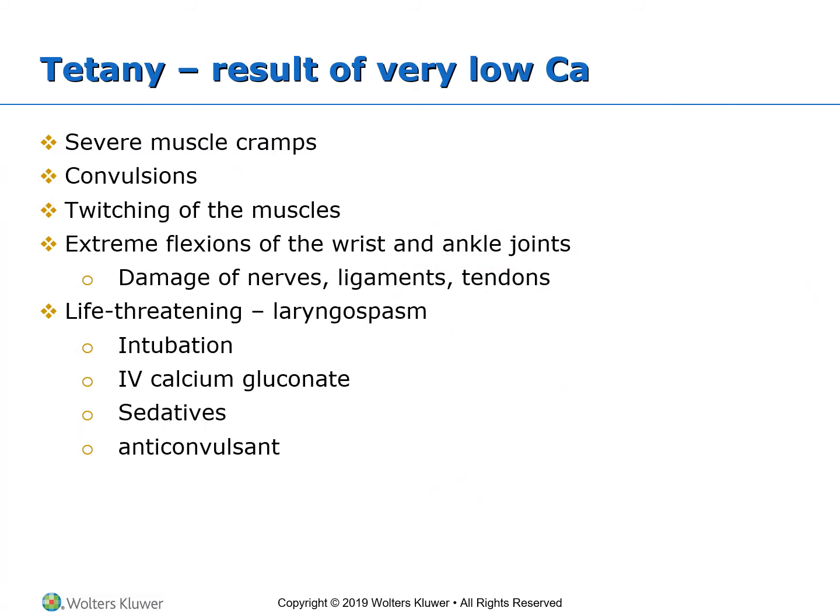So to summarize the tetany a little bit, it's a severe muscle cramp. When it's generalized, it will produce what is called a convulsion. When it's localized to a group of muscles, it will produce the twitching of those muscles. During a convulsion, extreme flexions of the wrist or ankle may be produced, and as a result of that, the contraction may damage nerves, ligaments, and tendons.